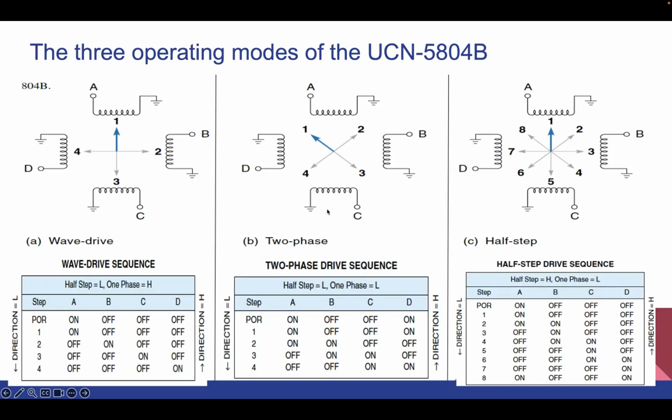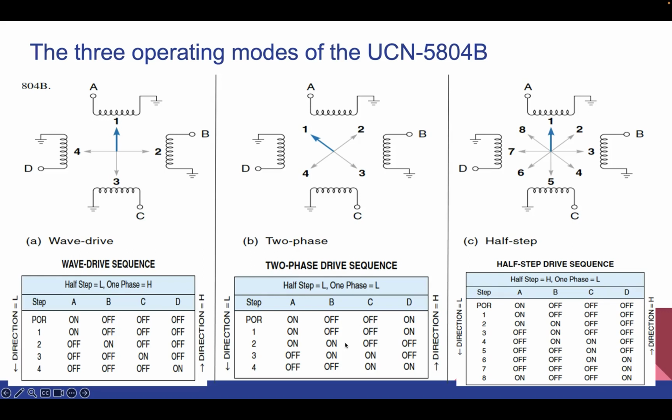Now next we have the three operating modes of UCN 584B. The first is the wave drive mode, and in the wave drive mode only one coil is energized at a time, and each step corresponds to toggling between energizing the coils alternately. And wave drive mode also offers the highest resolution, but it sacrifices torque compared to the other two modes.